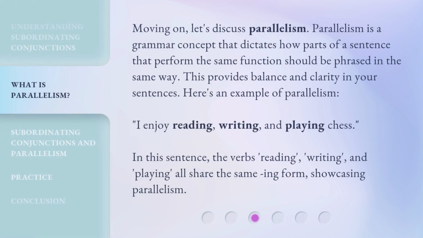Moving on, let's discuss parallelism. Parallelism is a grammar concept that dictates how parts of a sentence that perform the same function should be phrased in the same way. This provides balance and clarity in your sentences. Here's an example of parallelism. I enjoy reading, writing, and playing chess. In this sentence, the verbs reading, writing, and playing all share the same ing form, showcasing parallelism.